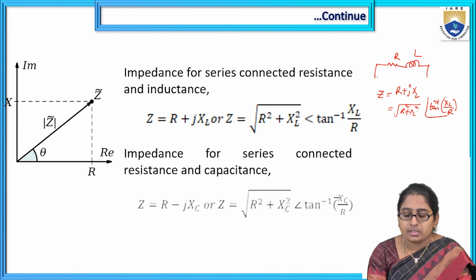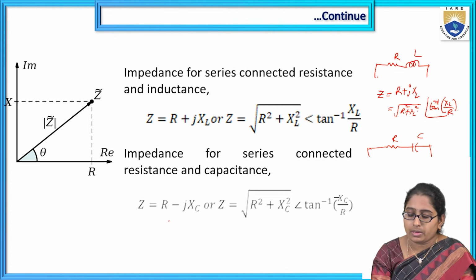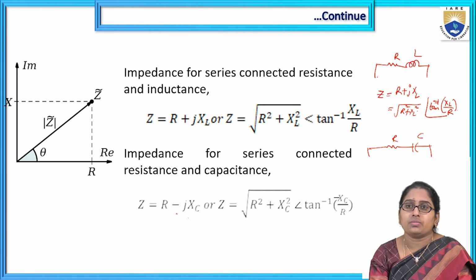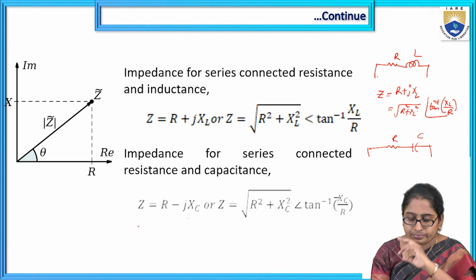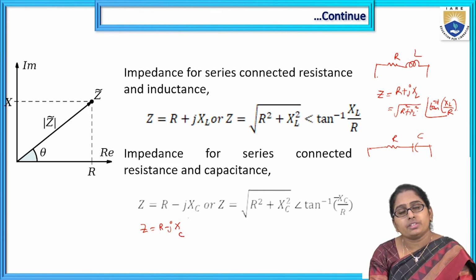Now the impedance for series connected resistance and capacitance. What is Z? Usually for this circuit the total Z is given by R minus jX. With respect to a capacitor, j is taken with a negative sign. That is one difference when writing the impedance for an RL circuit and an RC circuit. So for the RC circuit, j is taken with a negative sign, and Z is equal to R minus jXC.